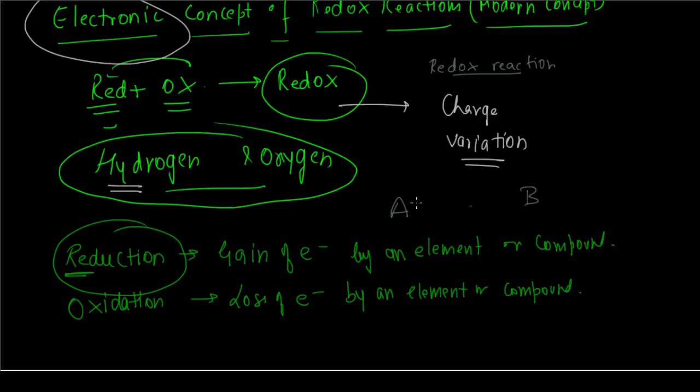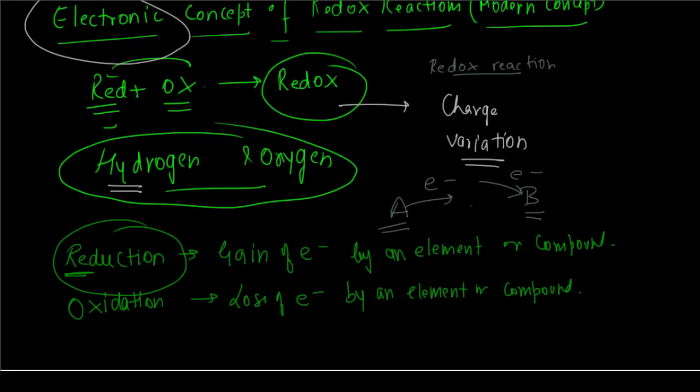So if element A gets oxidized, that means if element A loses electrons, if it gives electrons to the system, then element B has to gain electrons. That means if element A loses electrons to the system, that is, it gets oxidized, then element B needs to get reduced by gaining electrons. Clear? If A loses electrons through oxidation, B has to get reduced by gaining electrons. This was how we could explain the charge variation, because electron transfer took place.